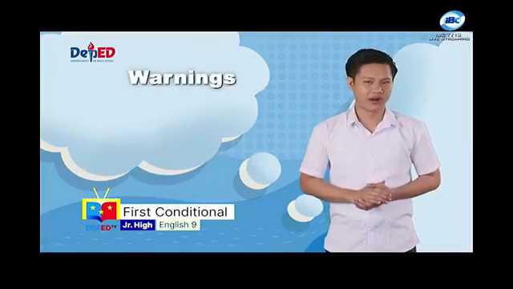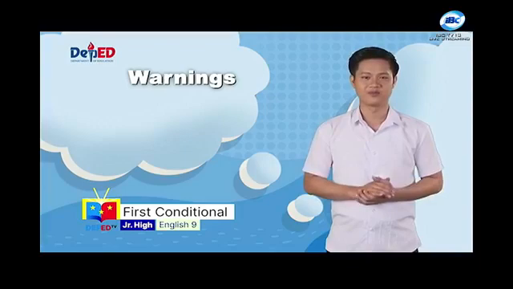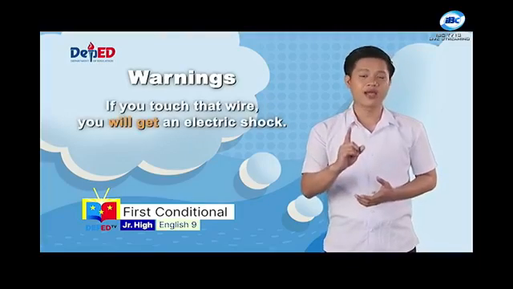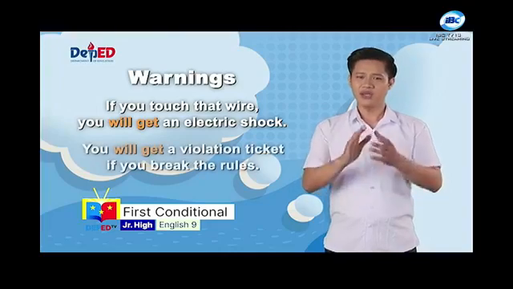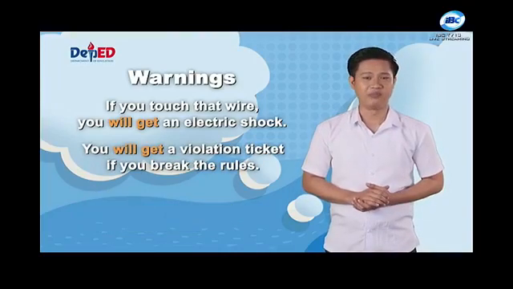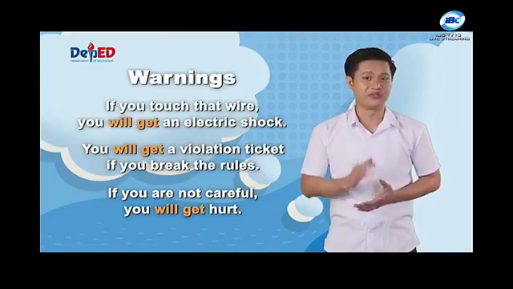When we express warnings using the first conditional, it goes like this. If you touch that wire, you will get an electric shock. You will get a violation ticket if you break the rules. If you're not careful, you will get hurt.